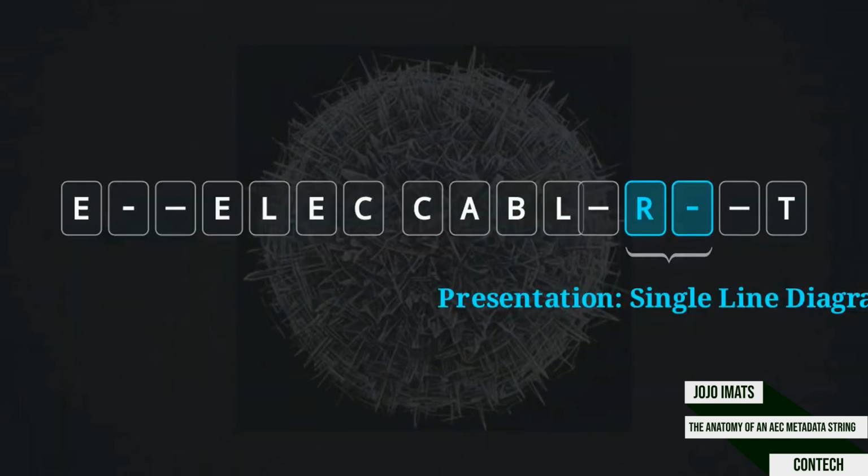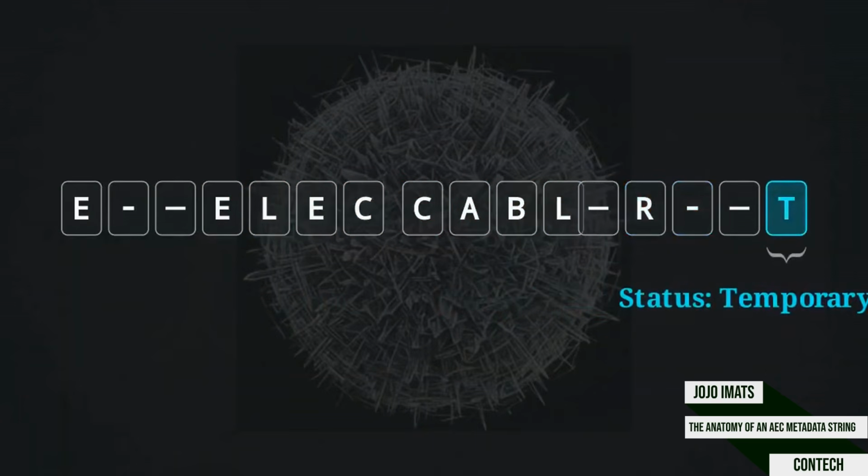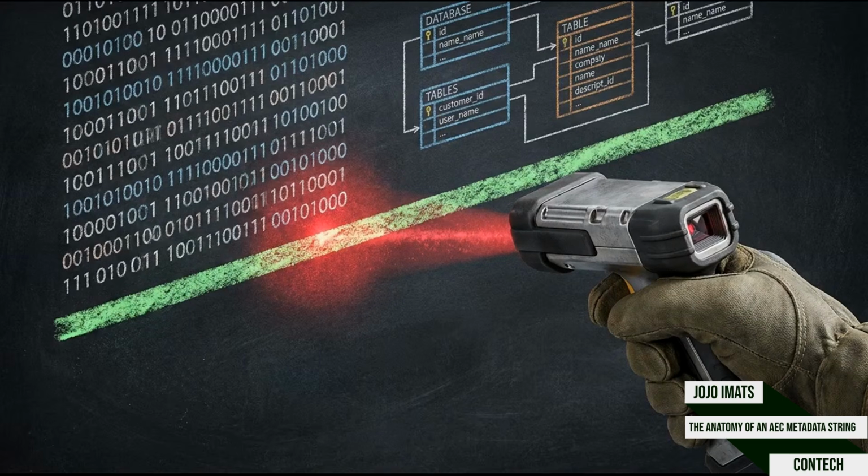The trailing fields indicate presentation and status. R- denotes a single-line diagram. The final T designates this element as temporary work. This 16-character string eliminates the need for descriptive paragraphs, turning an arbitrary line into a machine-readable, auditable asset.